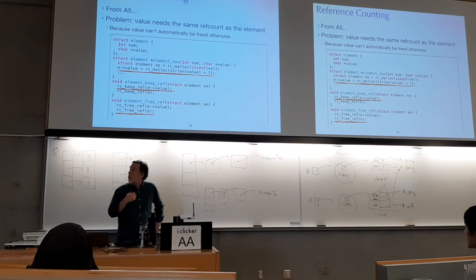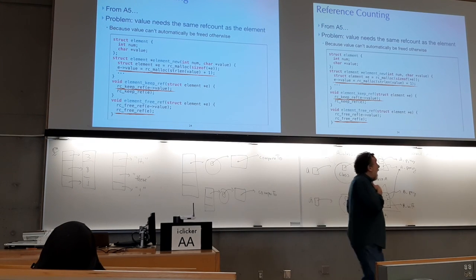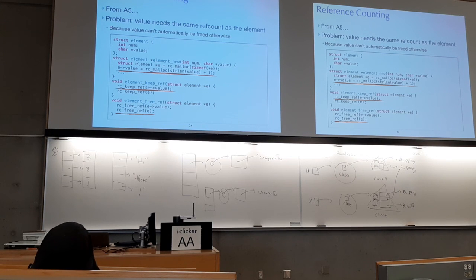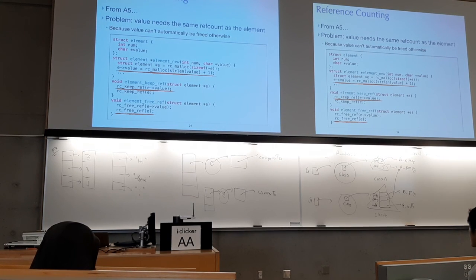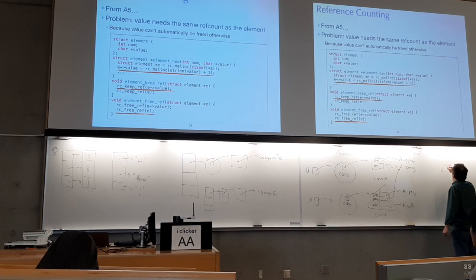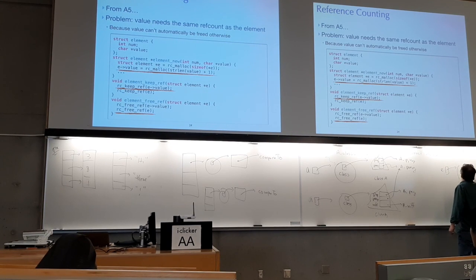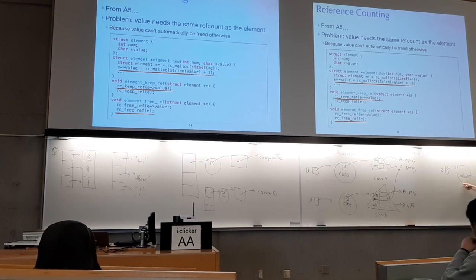Okay, I want to look at one other example while we're done here. This is from assignment 5, where you're reference counting an object, this element thing, that had a value in it that was dynamically allocated. There was this challenge that if you make that thing reference counted, that value thing needs to be freed when the last reference count goes away and RC free ref frees the object. So it looks like this. You have an element, and the element has a value, and these are both dynamically allocated.